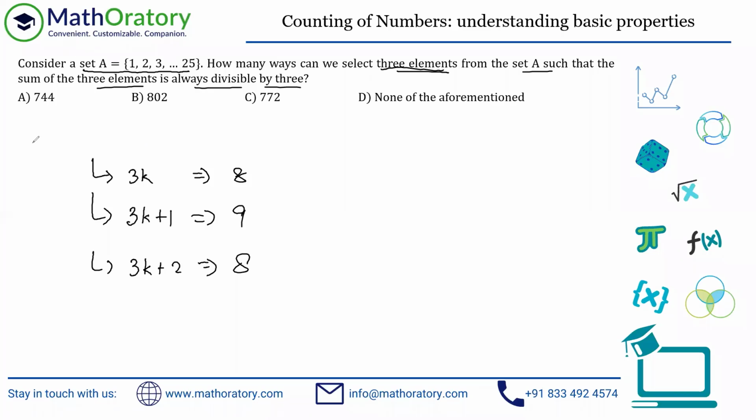So from 1 to 25, or in the set A, these are the types of numbers that we have. 3K type are 8 numbers, 3K plus 1, 9 numbers, and 3K plus 2, 8 numbers. Now, think about how you add 3 numbers to get a multiple of 3.